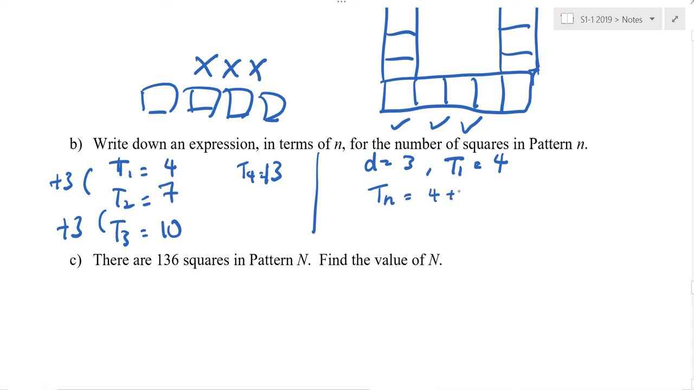Sit down. 3 of you want to help me expand? 4 plus 3n minus 3. Do you want to help me write out the final answer before you sit down? 3n plus 1. Sit down. All of you got this answer?